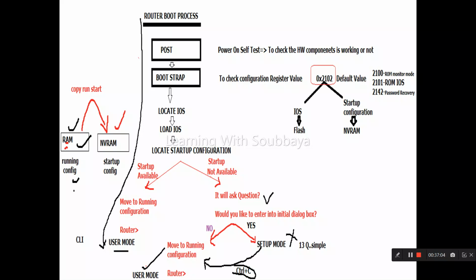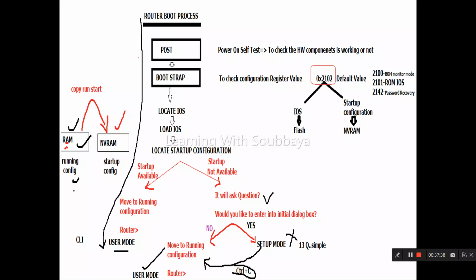In setup mode, around 13 questions are there. It will ask you the host name, the enable password, the enable secret password, the console password. Almost 13 questions are there. If you want to do the basic configuration, you can enter into setup mode. If you want advanced configuration, like ACL, NAT, and more, then you have to give the no command to skip the setup mode.